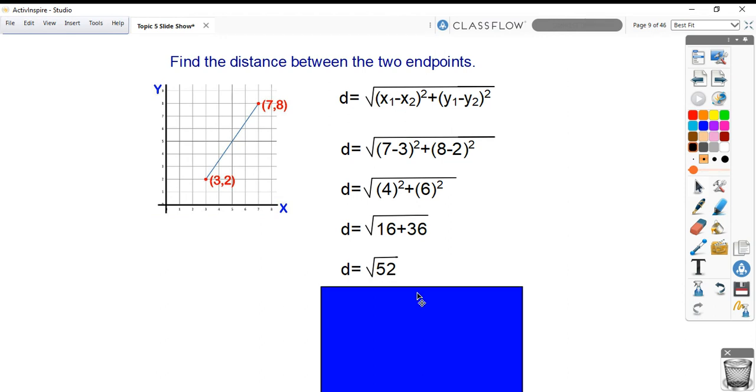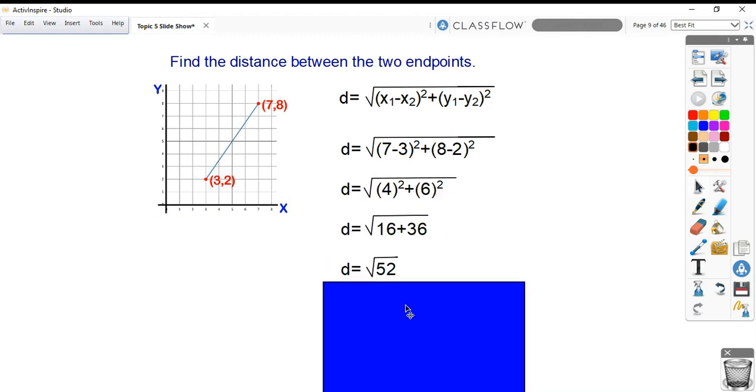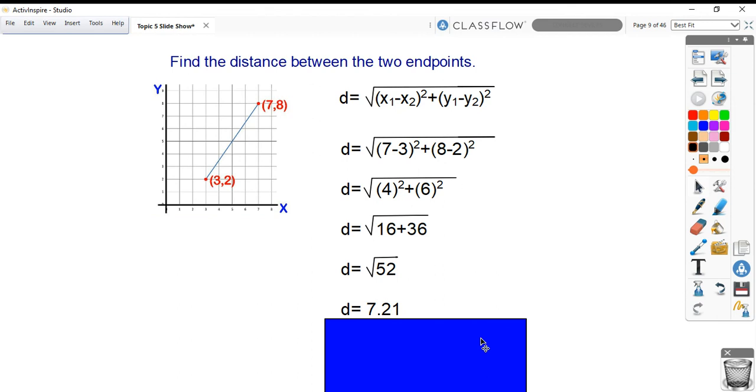Well, that's not a perfect square. So that is something that you would have to type into your calculator. Again, if you wanted to just type in all of this into the calculator right off the bat, you can do that. But it's going to be much more helpful for you to simplify things as you go as much as you can, and then punch into the calculator something that's a lot easier to deal with. So when you type in the square root of 52, it gives you a big long decimal because it's not a perfect square. But we're going to round it off, and we're going to say that that distance is 7.21. All right? 7.21.